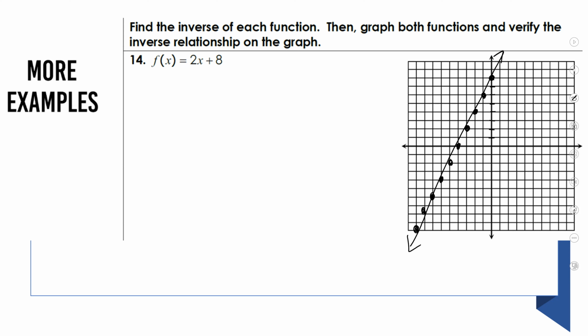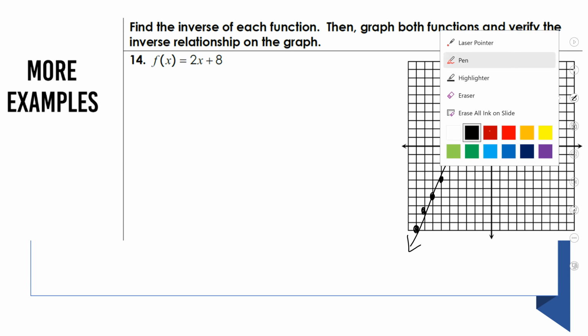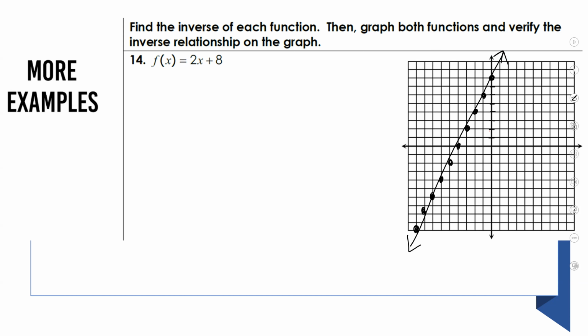Okay, and now we want to find the inverse of it. So you can do it algebraically like we've been doing. You switch x and y and solve, and then whatever line you get, you can graph it here. Another way you could do this is I can make a table.